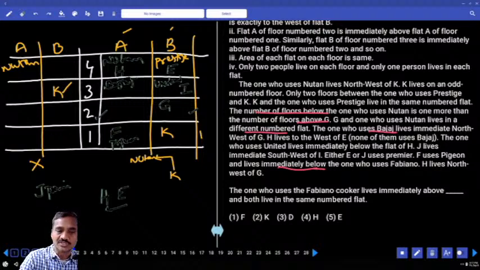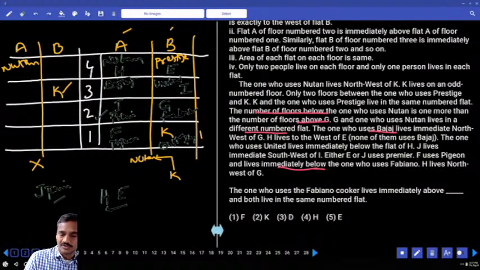H lives to the northwest of G. J is Premium, so J must be here. If J is here and uses Premium, then this must be Fabino. And if this is Fabino, what else is left over here? Butterfly, and K uses Butterfly. Done with this. Now this is about question numbers 1 to 5.